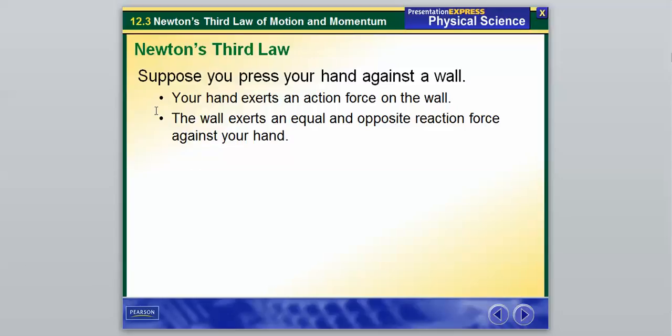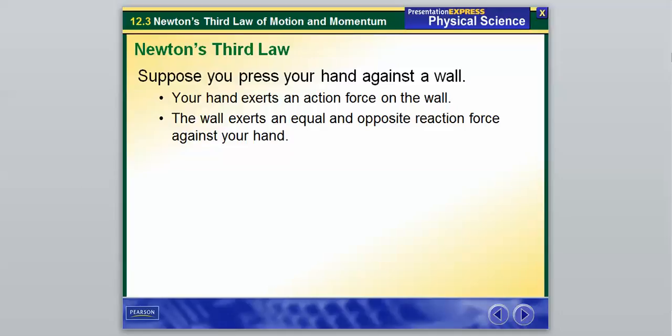So one simple example is, suppose you just press your hand against a wall. Your hand exerts an action force on the wall, so you're pushing against the wall, and then the wall is exerting an equal and opposite reaction force against your hand. So it's not like you're just going to push straight through the wall or anything like that. The wall has something to say about it, and it exerts a force back against your hand.